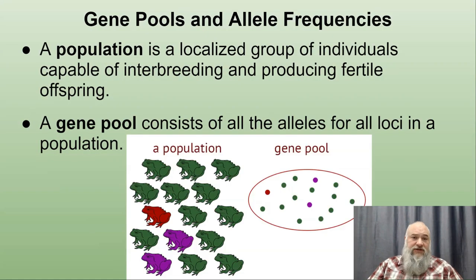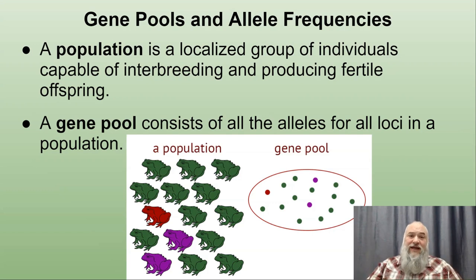All right, so first thing, you've probably heard of the term gene pool, and I think we did talk about allele frequencies in the last set of notes. So a population is a localized group of individuals capable of interbreeding and producing fertile offspring. You have to be close enough with somebody to regularly mate within that group, and your offspring should also be able to mate within that group. That would be the definition of a population.